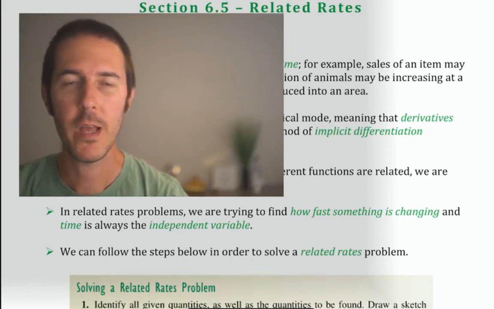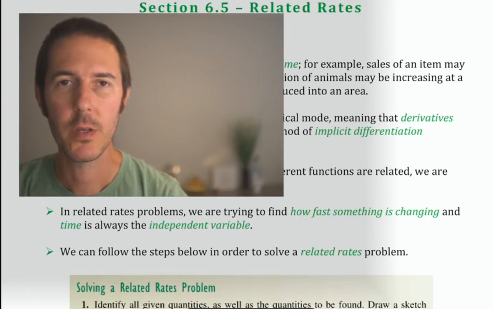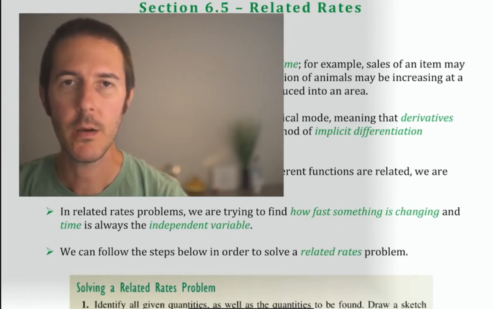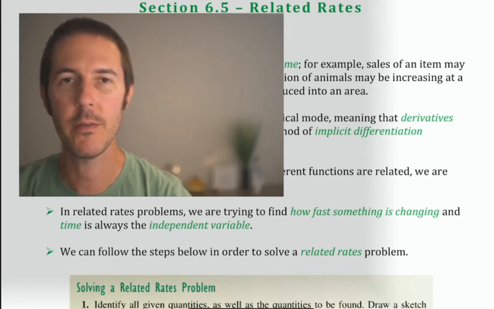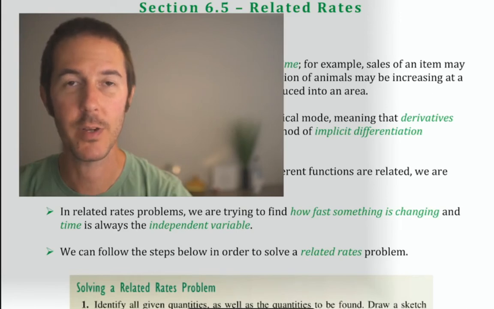And what's happening in related rates problems is we're taking our previous conversation in the previous video about implicit differentiation to the next level. We're doing that because we're taking the derivative of equations with respect to a variable that is not necessarily present in the original equation. How do we do that? Let me show you.